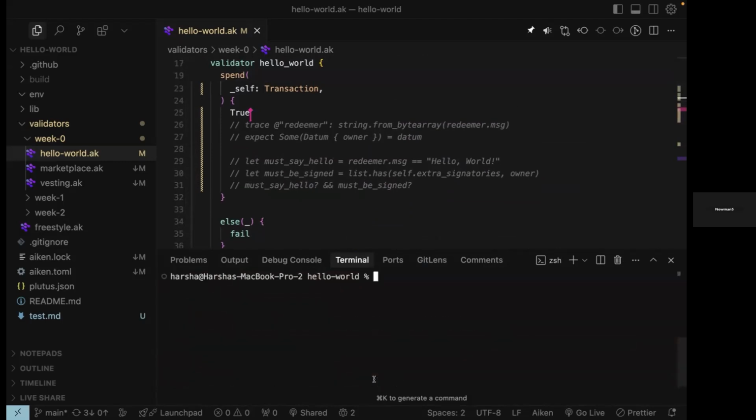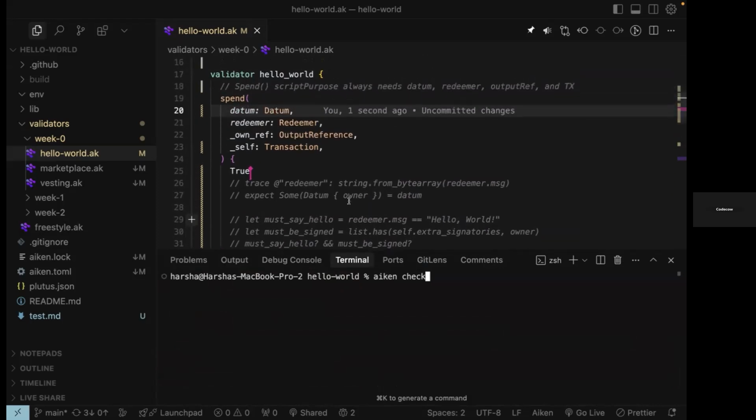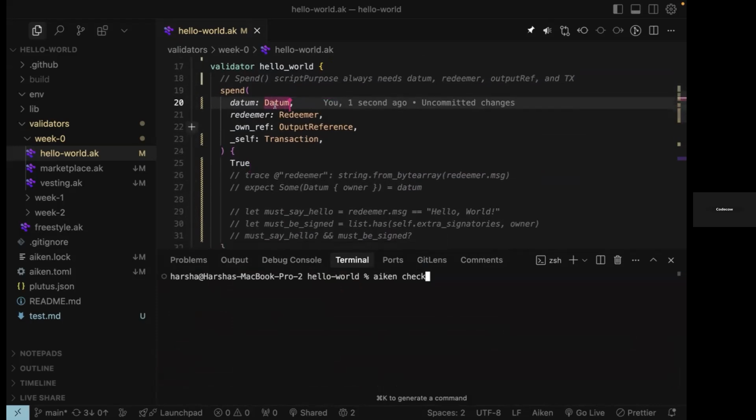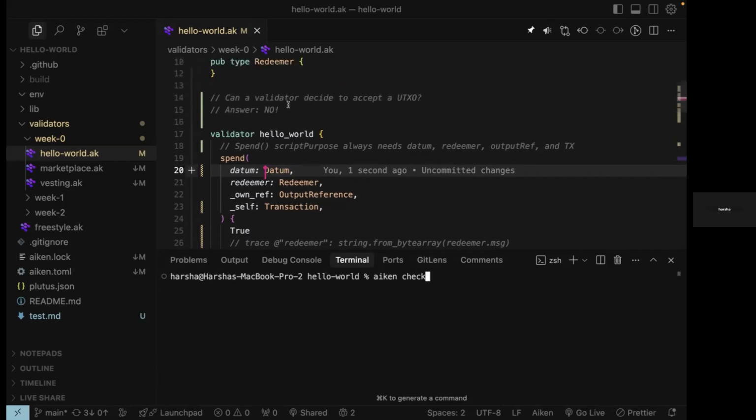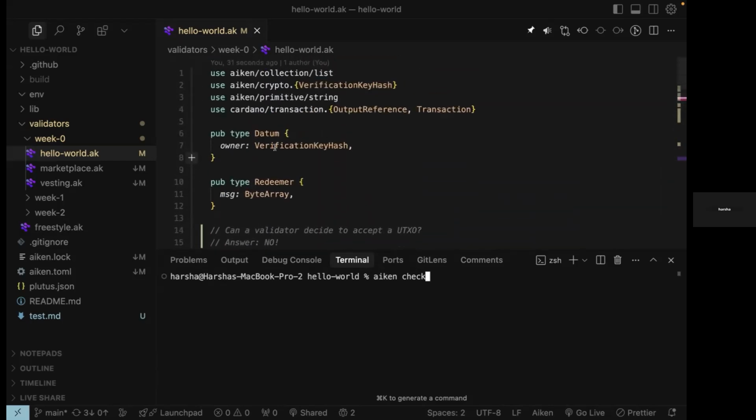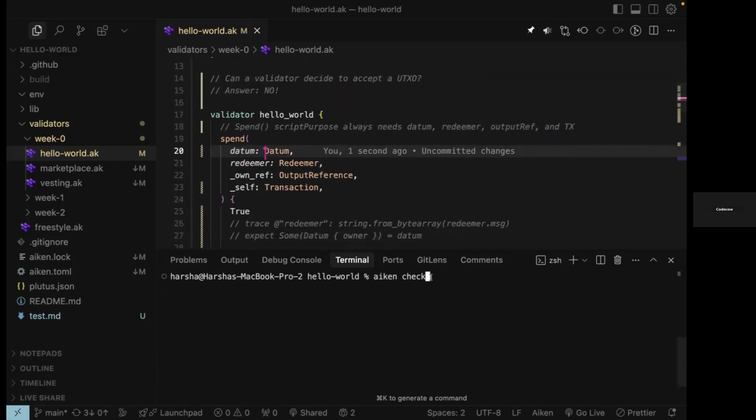Let me clear this. So what do we think is going to happen? Wait, what are we doing? I forgot what we were doing. We lost track. We changed this from option datum to just datum. Yep, yep, that's what we created.